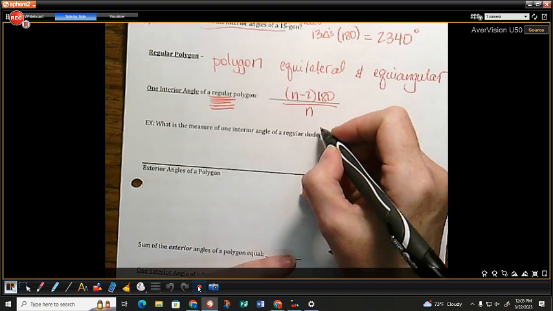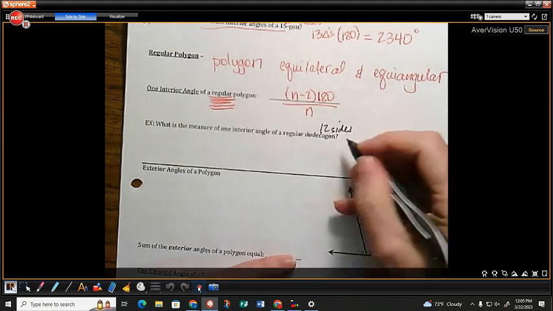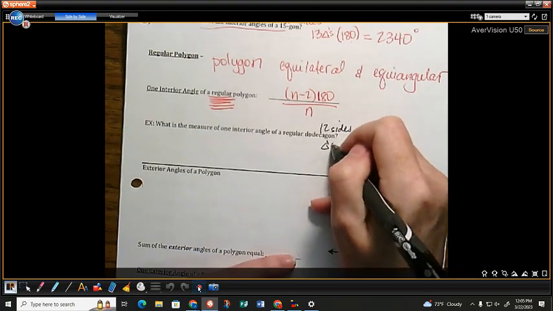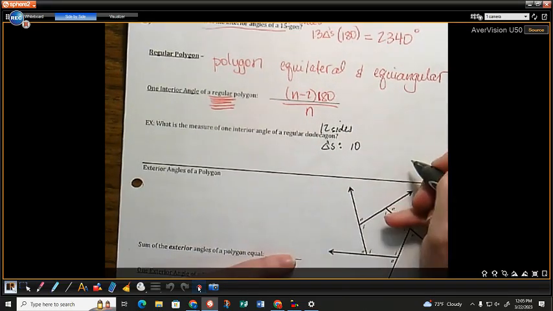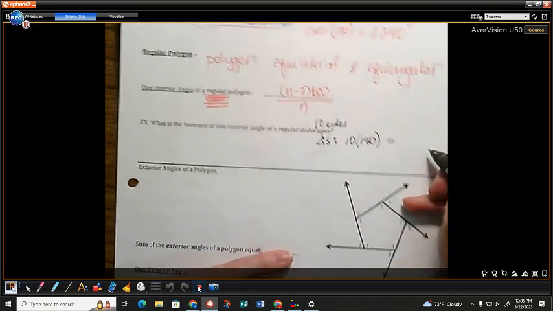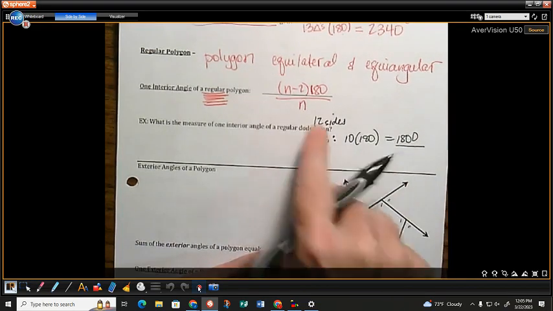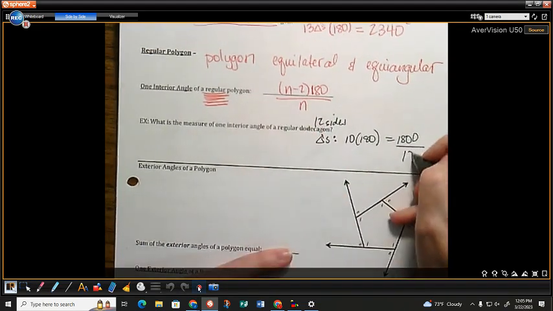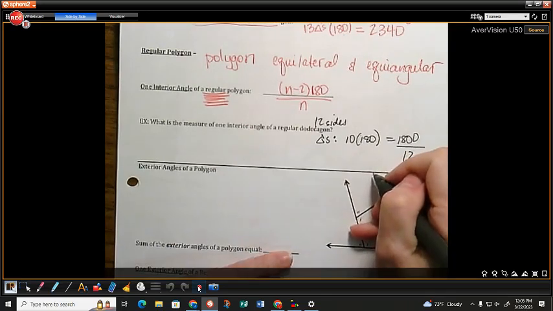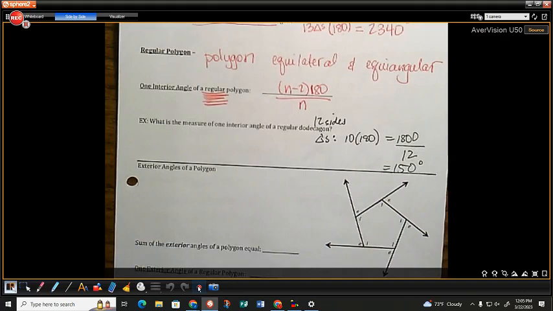Okay. So find the measure of one interior angle of a regular dodecagon. How many sides does a dodecagon have? 12 sides. So how many triangles are there? 10 of them. How many degrees do they have? 180, which gives you 1,800, but I've got to share that among how many sides? 12 sides. So what is the measure of that angle? 150 degrees. Not so bad, huh?